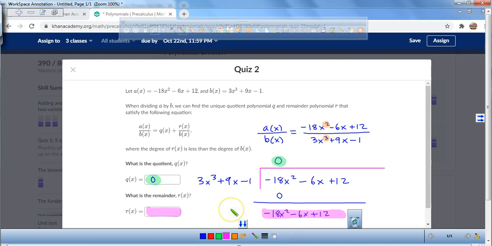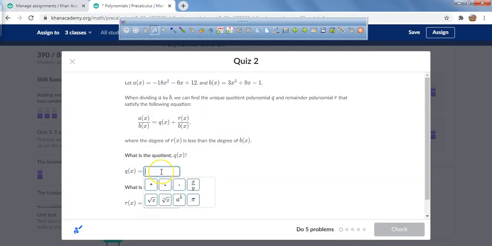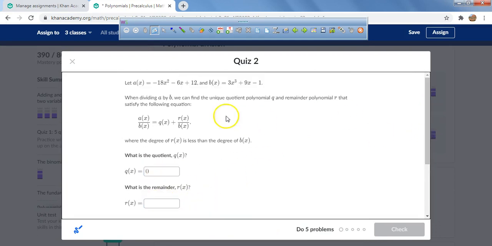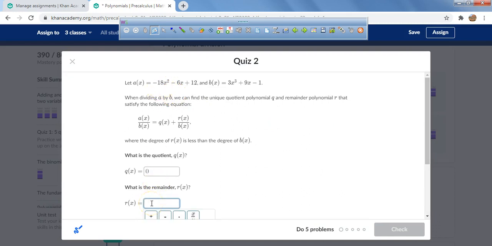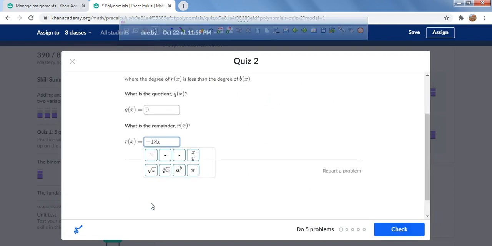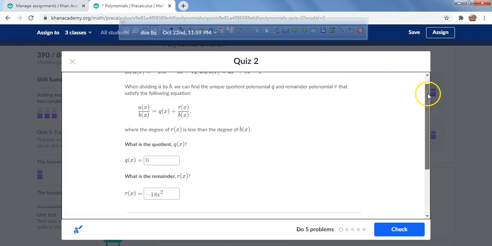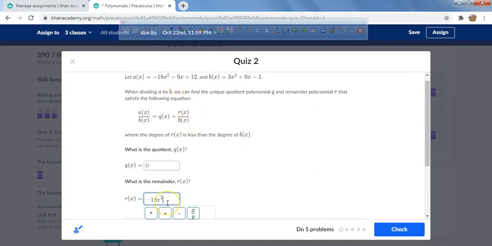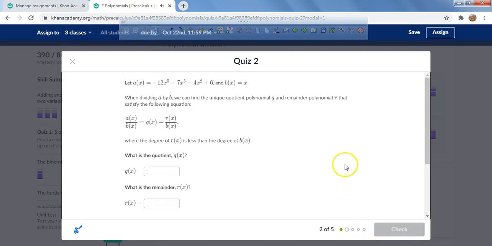I'm not going to write it there, but I'm going to type it in there because I'm going to take this quiz. All right, here we go. So I'm going to put quotient is 0. There's the quotient. And the remainder is negative 18x to the power of 2, or x squared, and minus 6x plus 12. I'm just going to type minus 6x plus 12. And that's it. Okay, let's go on to the next question.